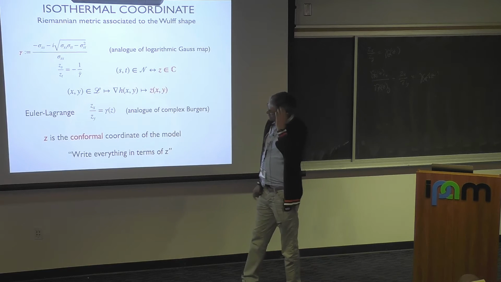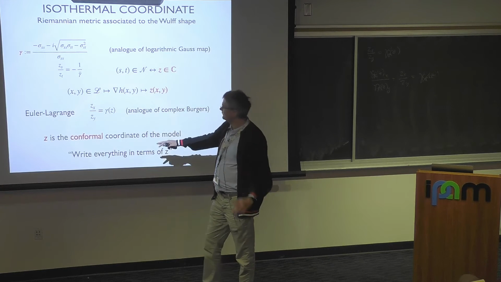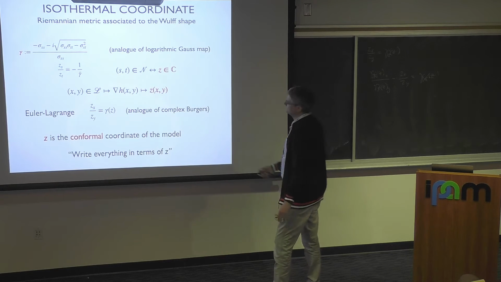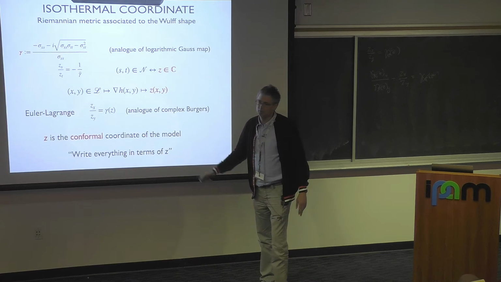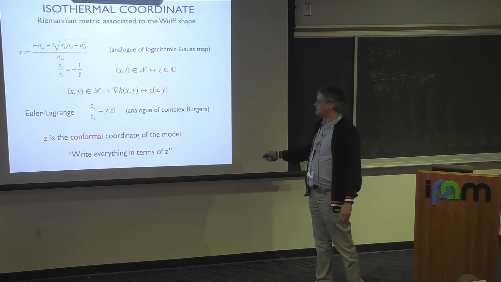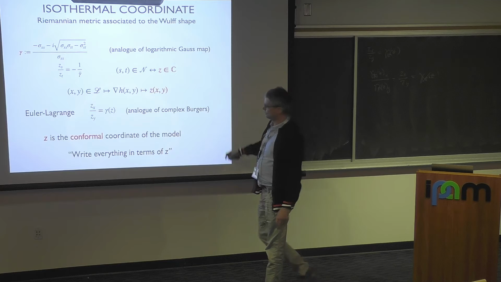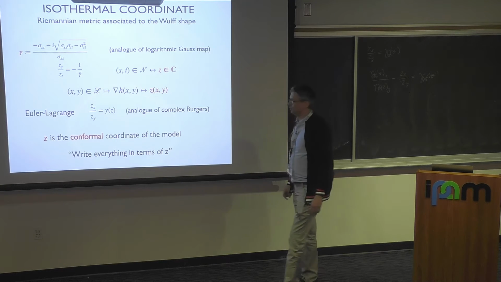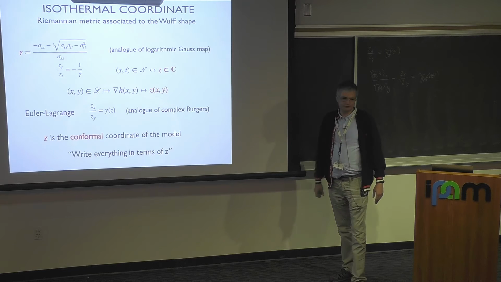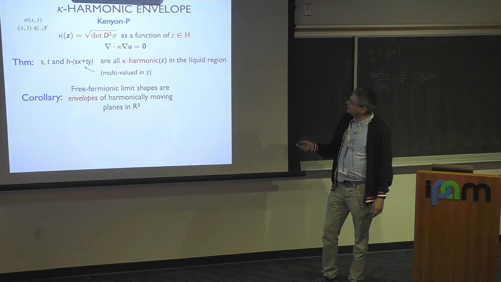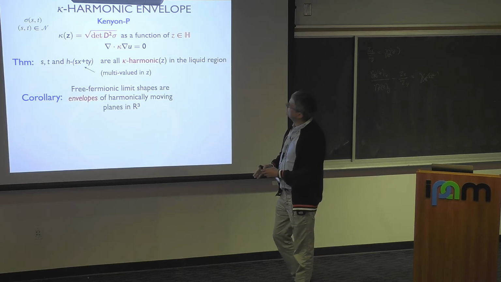And then if you rewrite the Euler-Lagrange equation in terms of z, you get, again, this type of equation. Gamma is, in general, of course, now not going to be holomorphic. It's going to be more complicated. And this would be, anyway, the analog of this complex Burgers. And then our motto is to write everything in terms of this z coordinate. So let's see what we can do with this.